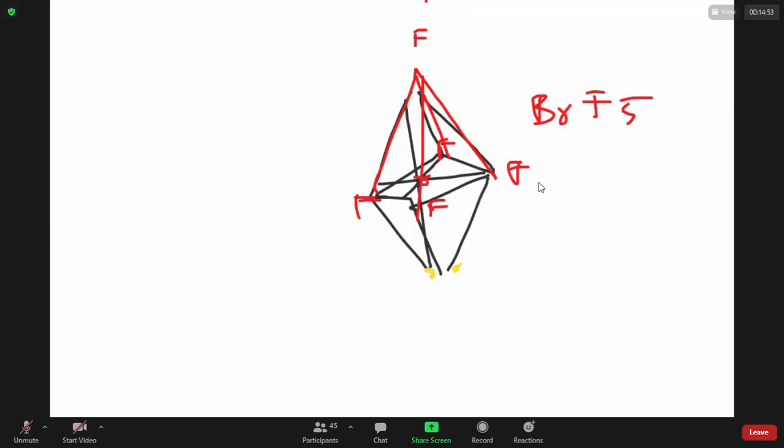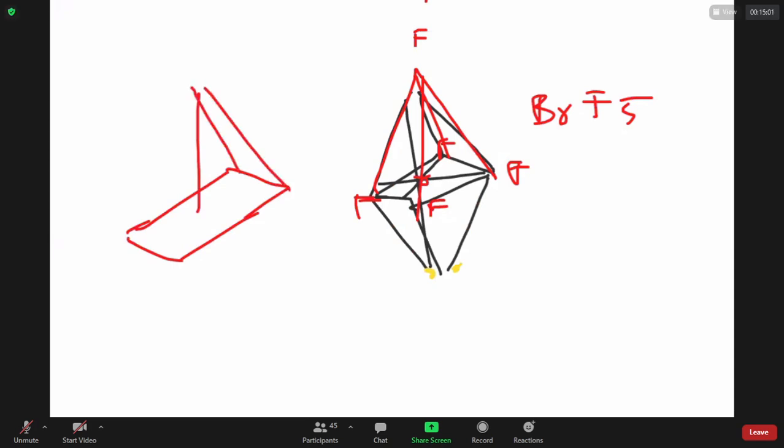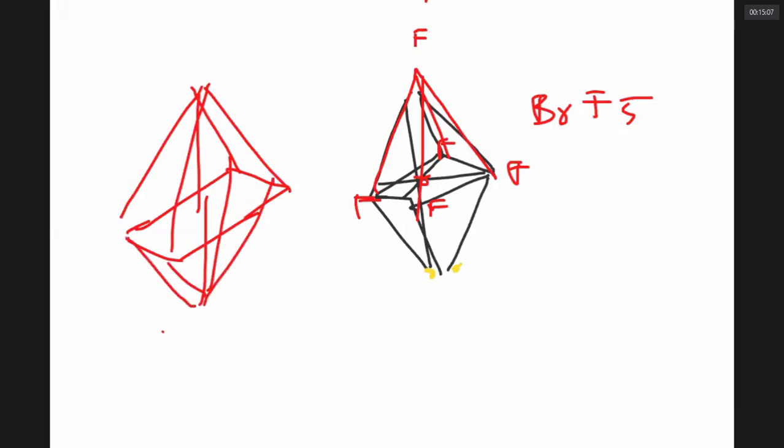Now let us look at another case. Again, I am drawing it. What is the shape I am trying to say, sir? What is this, sir? Octahedron. In this octahedron, there is one lone pair, means it became square pyramid.